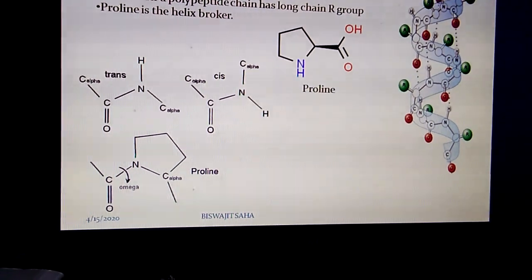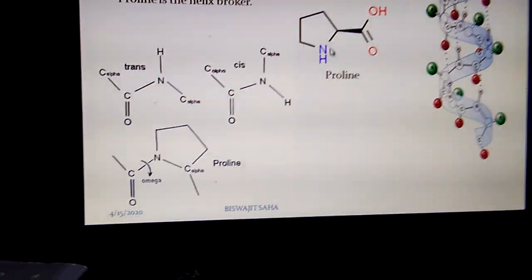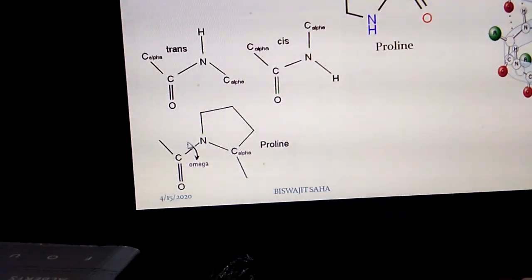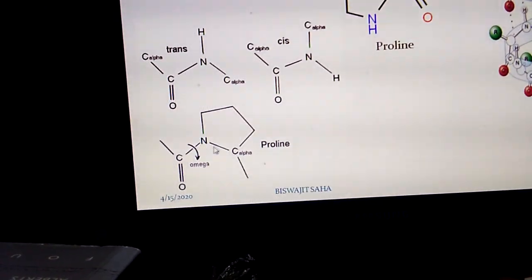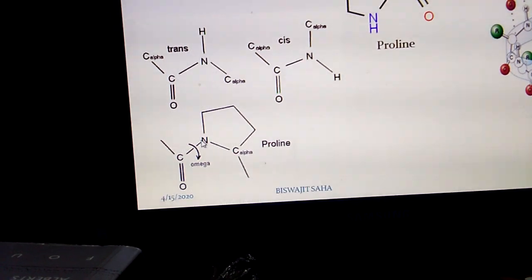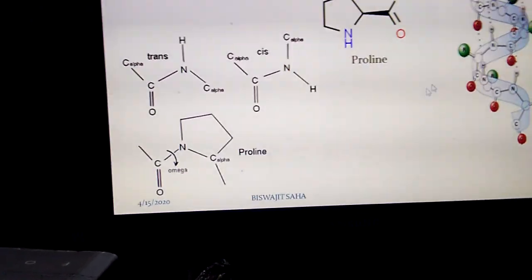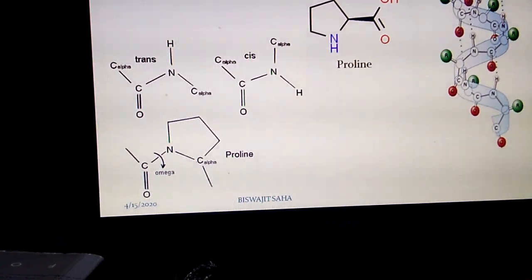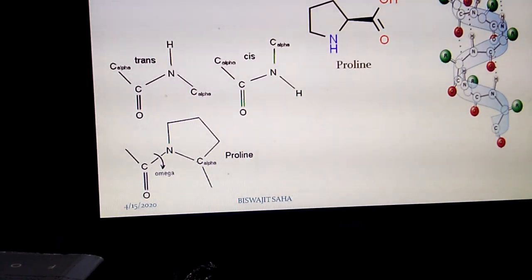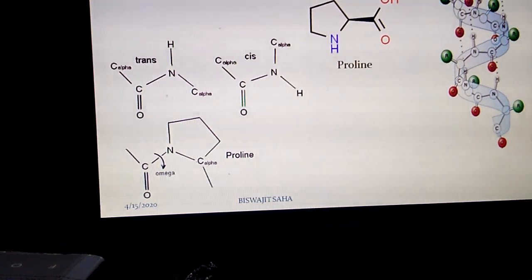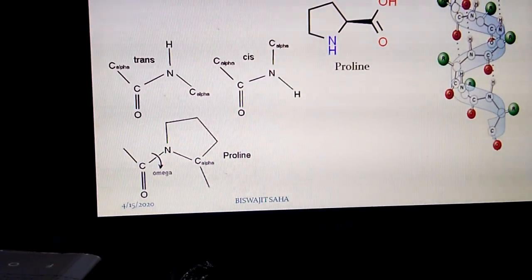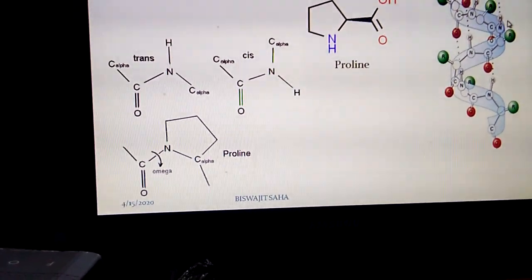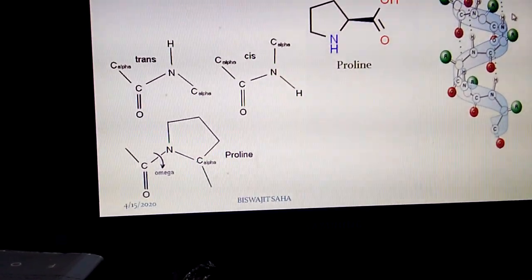That means the two amino acids can come close together. But proline already contains one H group, so during formation of the peptide bond, proline does not have a free NH segment. So proline does not have the H group, and it is not able to form any kind of hydrogen bond with the available CO group present before the fourth amino acid ahead in the linear sequence. In that case, they are not able to form the alpha helix. So this is the reason why proline is the helix breaker.